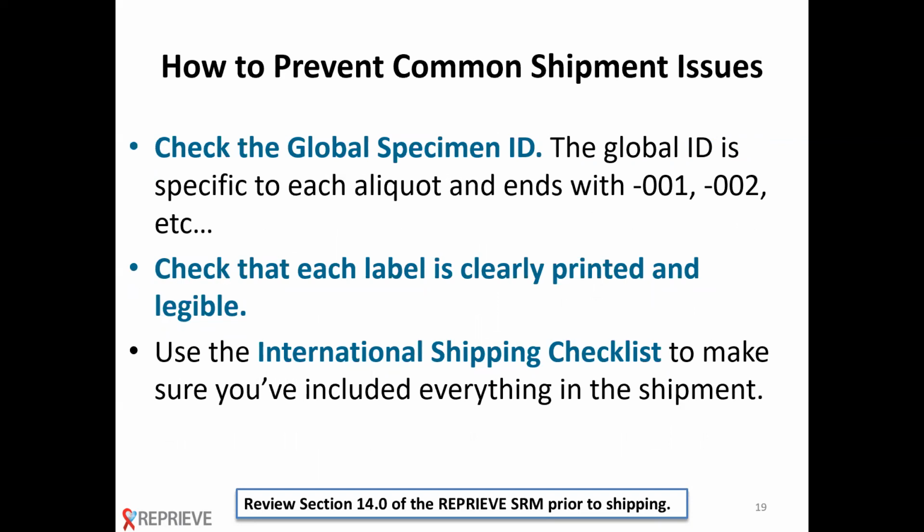Part of QA/QC is checking the global specimen ID, the full global specimen ID, including the ending of 001, 002. So you want to check that whole number, and you want to make sure that each label is clearly printed and legible, and use that shipping checklist. So we went through those checklists and forms that you need to fill out. So you want to hit every step on that checklist.